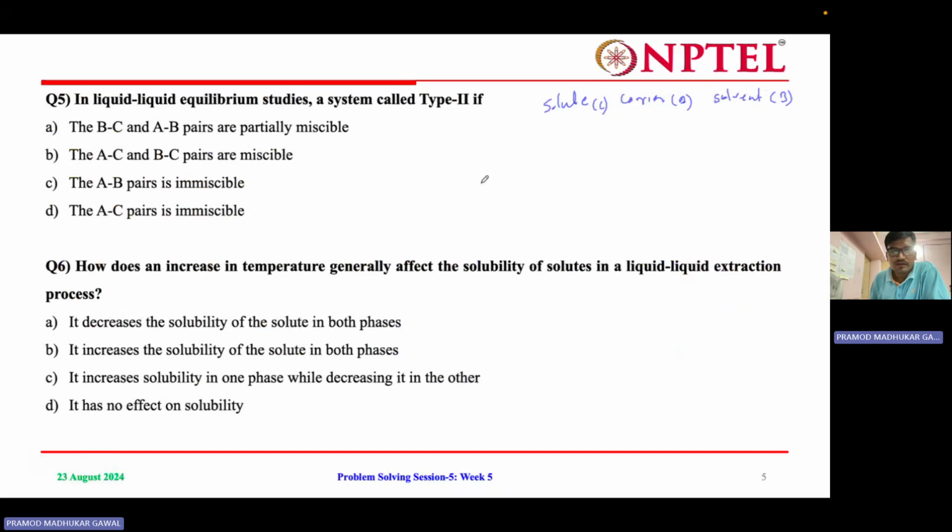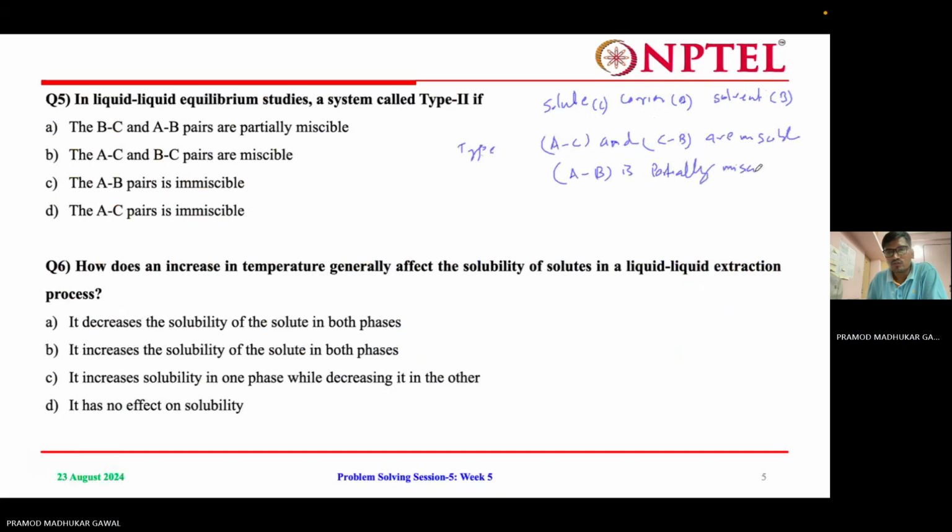Like for a type 1, A to C and C to B are miscible, and A to B are partially miscible. Right. These are for type 1 systems.